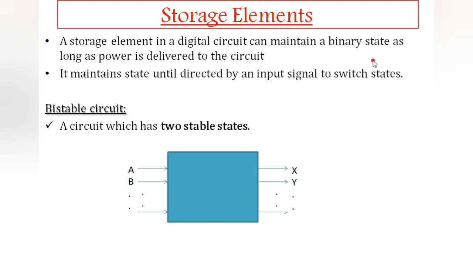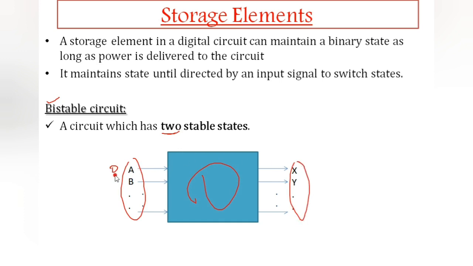So I'll explain these two by using a topic bistable circuit. In previous session we have seen this word bistable circuit. Observe, bistable. So two stable states. Bistable circuit is nothing but a circuit having two stable states. Observe, two stable states. Consider this is the circuit, my input and output values.